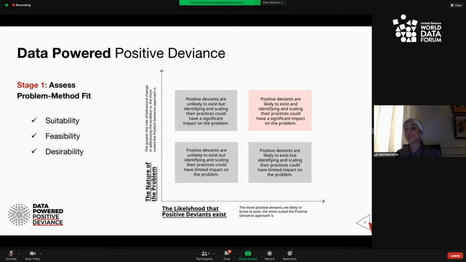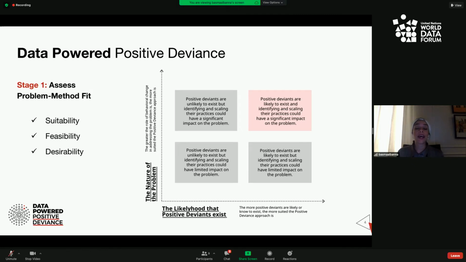When it comes to suitability, we need to ensure that positive deviants do exist by speaking with stakeholders or doing a preliminary analysis of the data and making sure that there are those outliers. At the same time, we have to make sure that this is an adaptive problem, a problem that would require a behavioral change. And it's not just a technical problem. So if you're going to build a bridge or just install irrigation, this is not the kind of problem that would make use of the positive deviance approach.